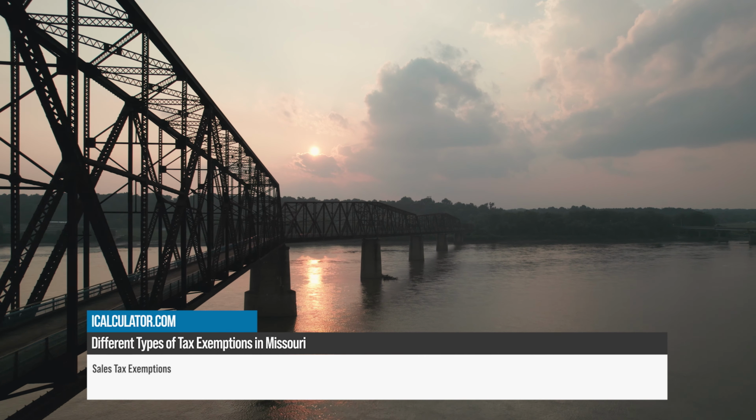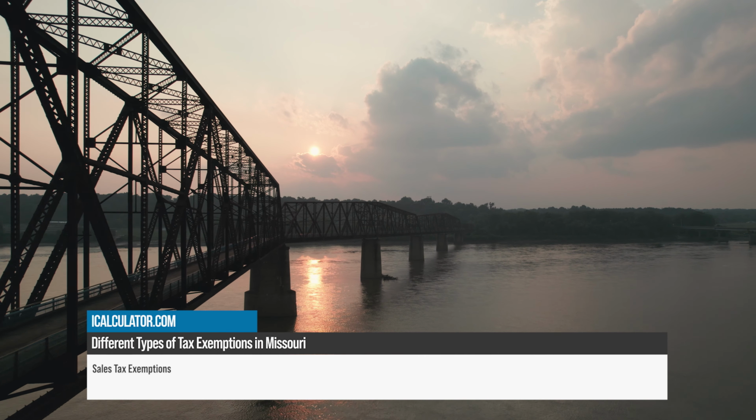Property tax exemptions. Exemptions include the homestead exemption for primary residences, exemptions for seniors, veterans, disabled individuals, and certain types of agricultural and conservation land. Individual income tax exemptions. Exemptions include certain retirement income, Social Security benefits, and specific types of interest and dividends.